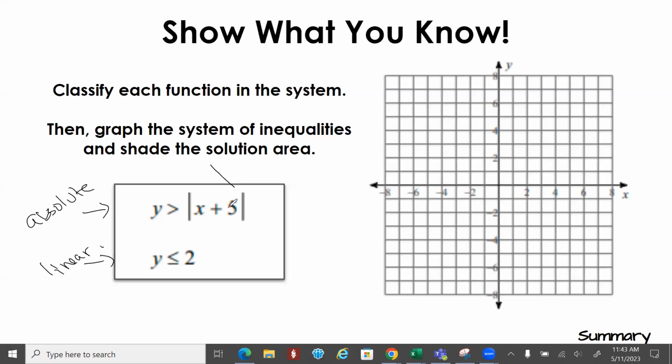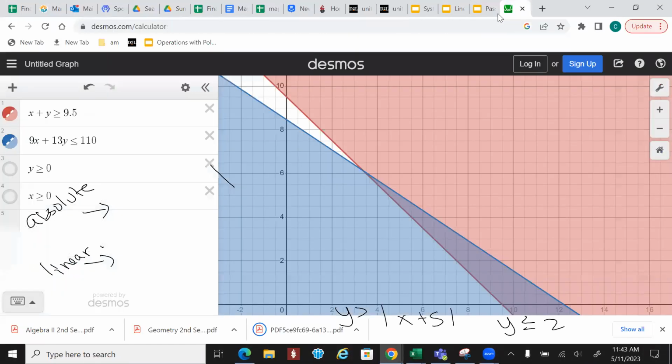to hit shift and then the little slash button. Is that a backslash? Is that a front slash? I'm not sure. Slash button. Okay. And then we're going to type that into Desmos. And we're going to look at this shaded region. So we're going to type that in.